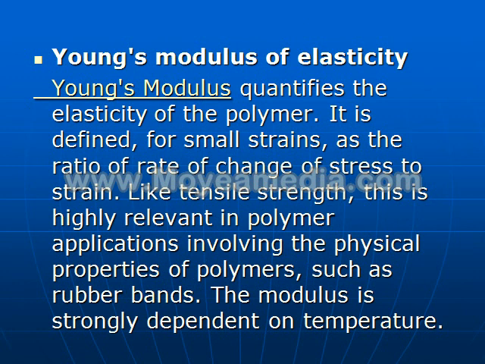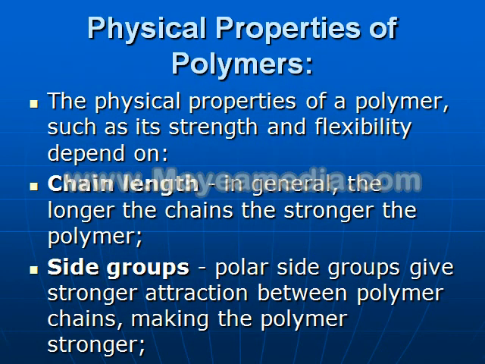Second is Young's modulus of elasticity. Young's modulus quantifies the elasticity of the polymer. It is defined for small strains as the ratio of the rate of change of stress to the strain. Like tensile strength, this is highly relevant in polymer applications involving the physical properties of polymers such as rubber bands. The modulus is strongly dependent on temperature.